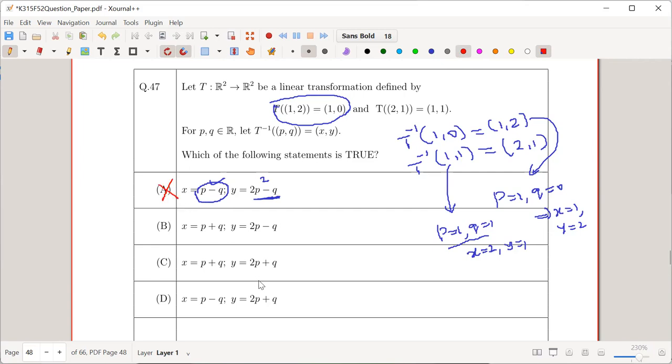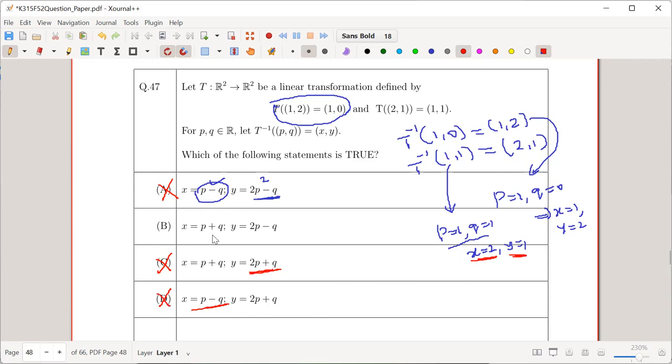Okay. Similarly, if you check this, substitute p equal to 1, q equal to 1, you'll get y equal to 3, but we need y equal to 1. Therefore, this is also a wrong statement. And similarly, the last one also, since p equal to 1, q equal to 1, we need x equal to 2, but here we get x equal to 0. So therefore, this is wrong.